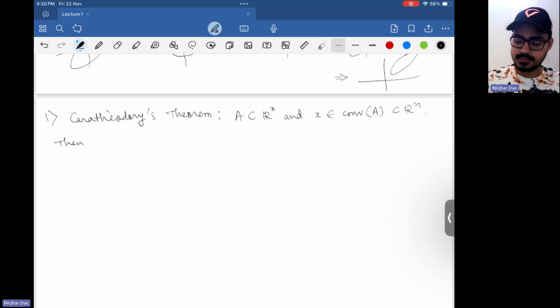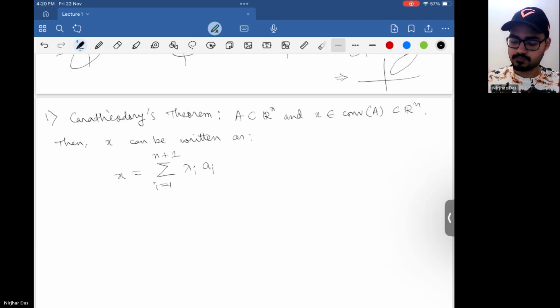Then the theorem says that X can be written as the sum over i equals 1 to n plus 1 of lambda_i a_i, where a_i belongs to A, lambda_i belongs to [0, 1] for all i in n plus 1, right? And the summation of lambda_i equals 1.